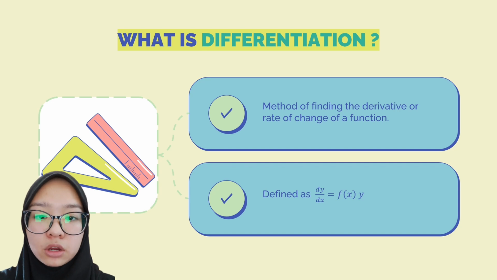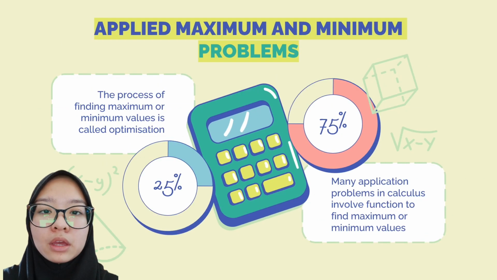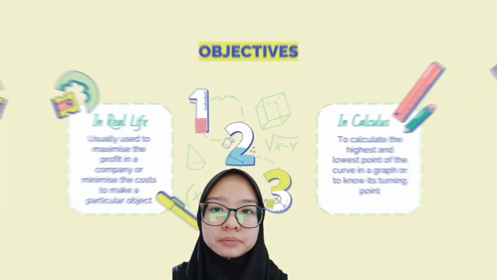Or rate of change of a function. You might be wondering, what is actually an applied minimum and maximum problem? Well, the process of finding maximum or minimum values is called optimization. There are many application problems in calculus that involve a function to find maximum or minimum values.